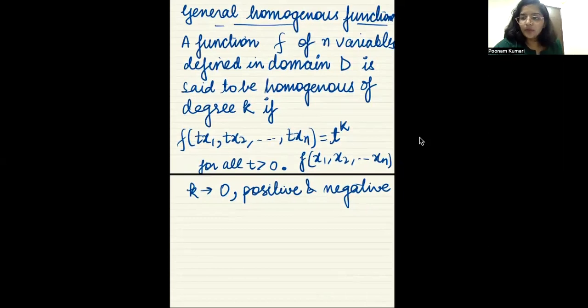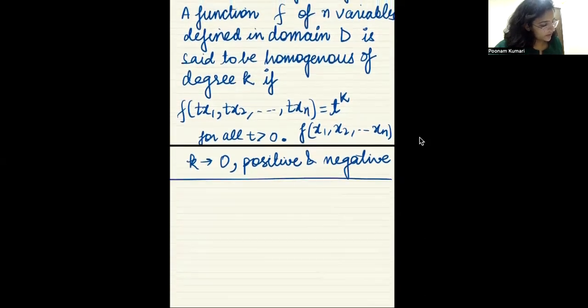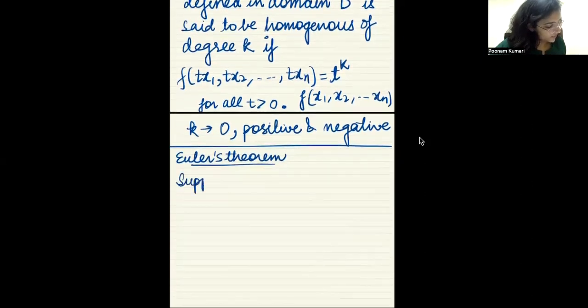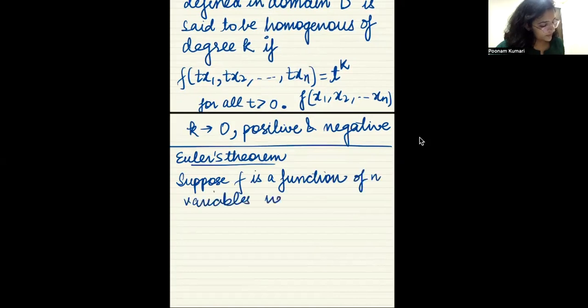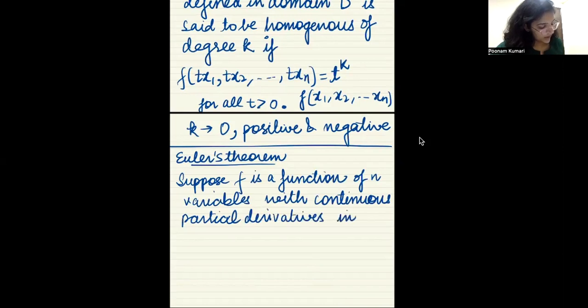Now that we have defined the homogeneous function, let us also define what Euler's theorem becomes for the general case. Suppose you have a function f of n variables with continuous partial derivatives in an open domain D.